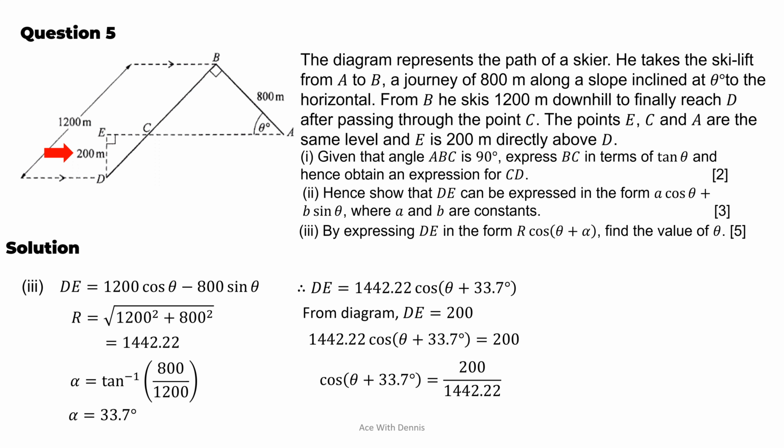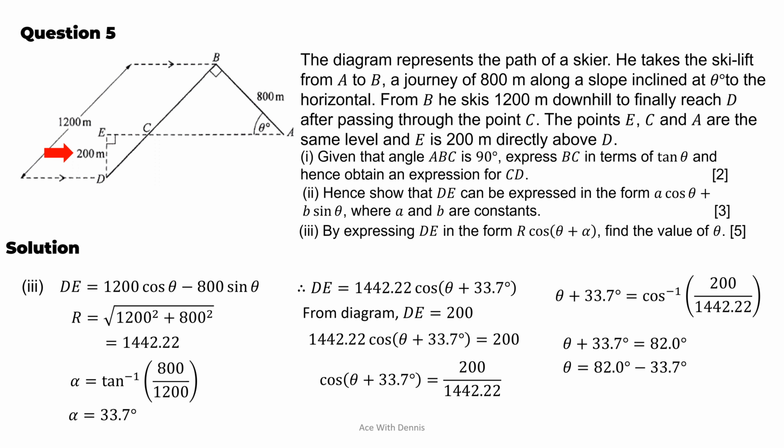Cosine (theta plus 33.7 degrees) equals 200 over 1442.22. So the angle theta plus 33.7 degrees equals inverse of cosine 200 over 1442.22, which gives us 82 degrees. Hence theta will be 82.0 degrees minus 33.7 degrees, and the value of theta is 48.3 degrees in 1 decimal place.